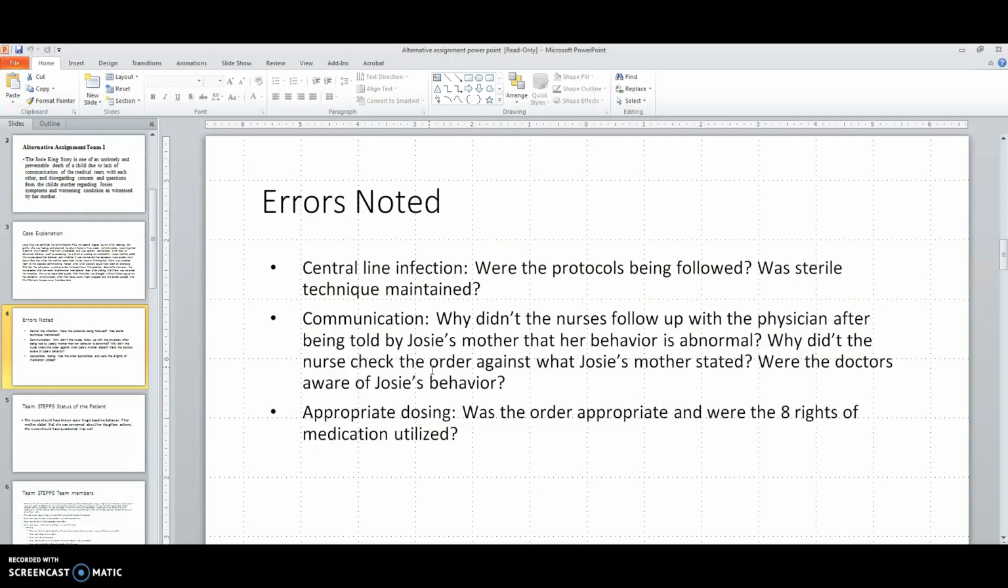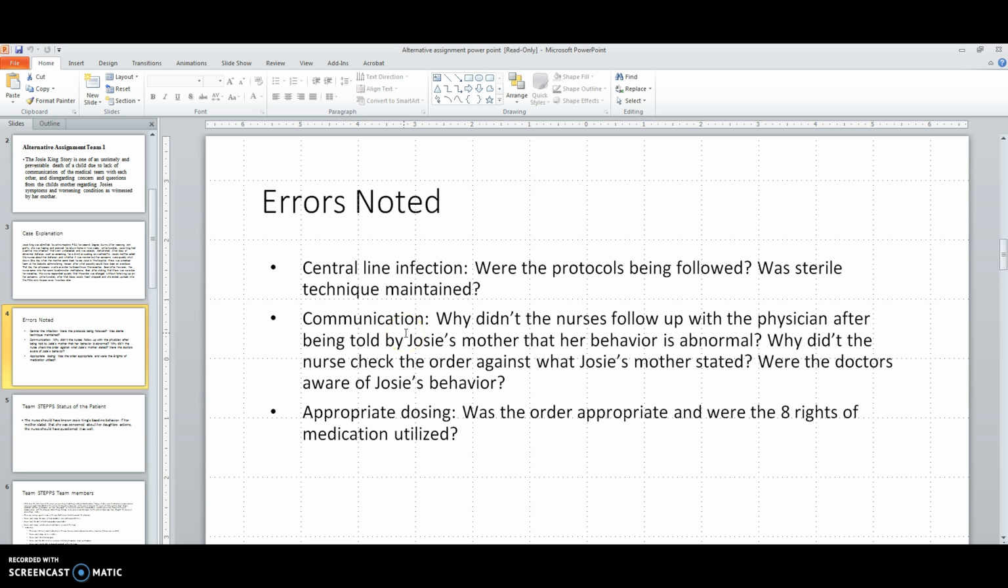So, errors noted, you're asking questions, right? Errors noted, central line infection. Was it truly a central line infection? I don't believe that was ever differentiated in the case. But you should not be asking questions about it; you should state what specific errors occurred.